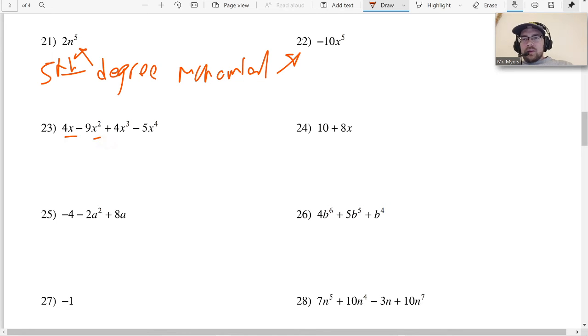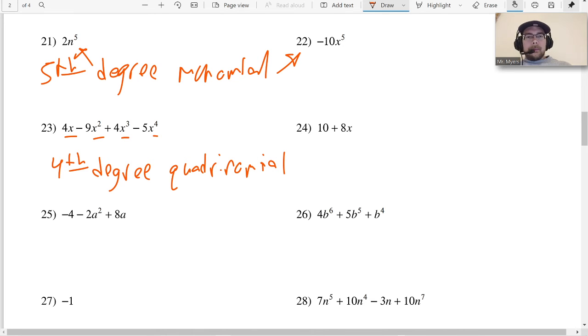Alright, this one is 1, 2, 3, 4. And they're not in order this time. See, I told you. They will do that. So the highest power here is a 4, actually. So it's a fourth degree quadrinomial. This one's going to be a linear or first degree.